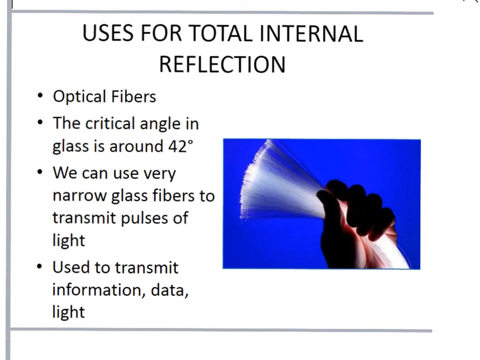One really important use of total internal reflection is fiber optics. Fiber optics are basically a tube where light is being reflected over and over, and it is how we are able to transmit data and information very quickly.